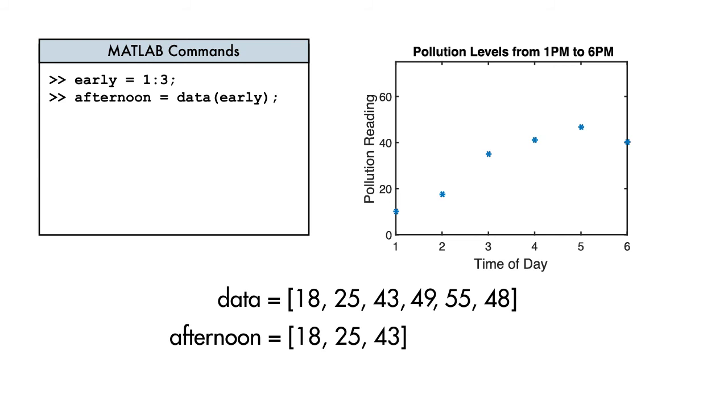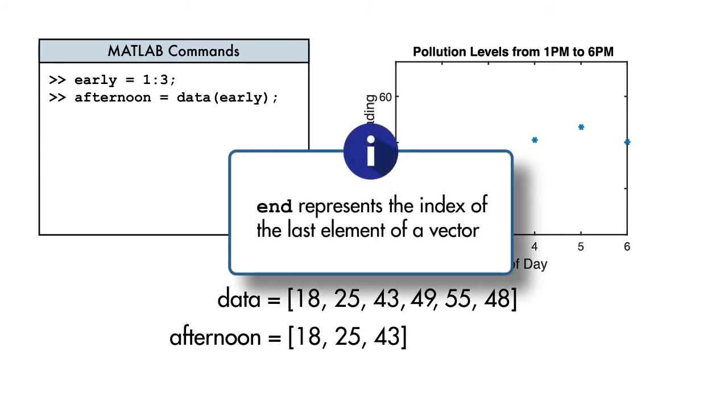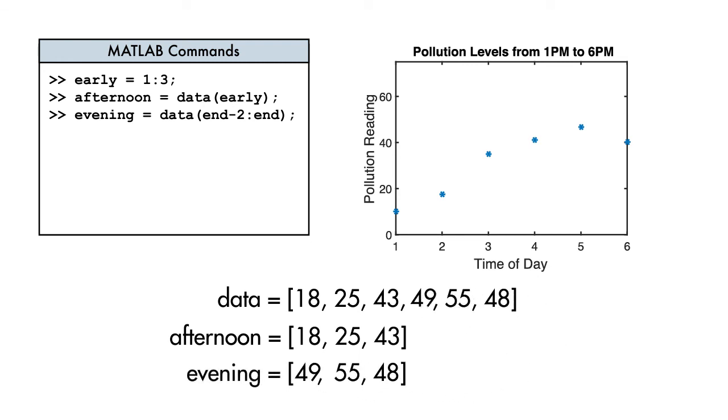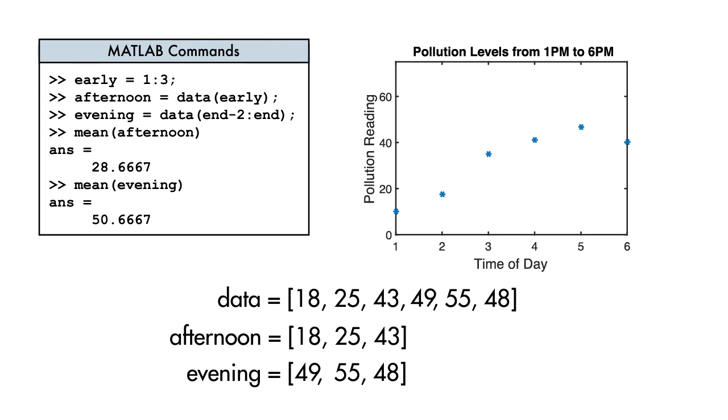No problem. We use the end keyword to reference the last index of a vector. We can even do arithmetic with the end keyword to access elements close to the end of a vector. End minus 1, and end minus 2 are the indices of the last 3 elements. This command using end extracts the last 3 readings of data. And there you go. It looks like our average pollution reading does go up a bit during rush hour.